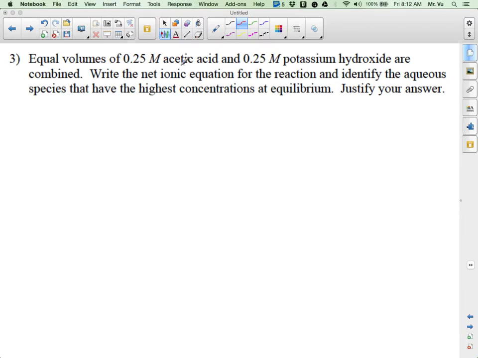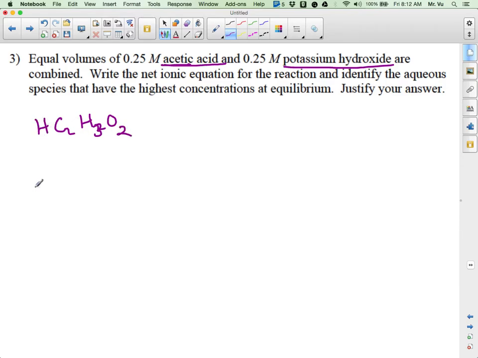All right, so what I'm going to do is write the names of these compounds. This compound is acetic acid, and this compound is potassium hydroxide. Acetic acid, because it's an "-ic" acid, comes from the acetate ion, which is C2H3O2 minus. I'm going to put an H in front of it to become acetic acid, HC2H3O2.